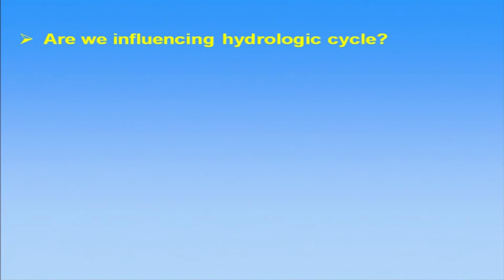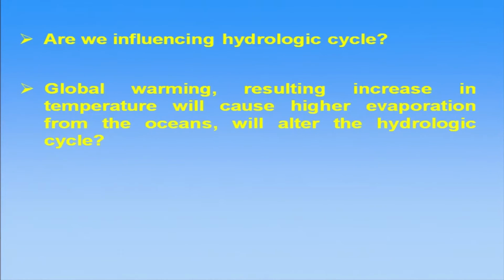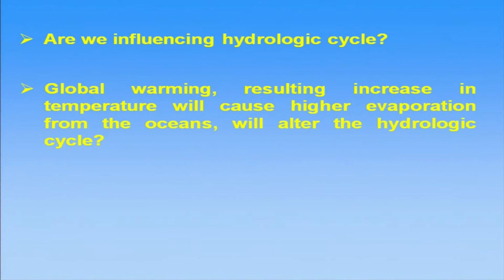Now, are we influencing the hydrological cycle? Global warming resulting in an increase in temperature will cause higher evaporation from the ocean and will alter the hydrological cycle. So this portion clearly indicates that global warming, which is again influenced by humans, will increase the temperature, and that will result in higher evaporation from the ocean and will alter the hydrological cycle. So the answer is yes, we are influencing the hydrological cycle.